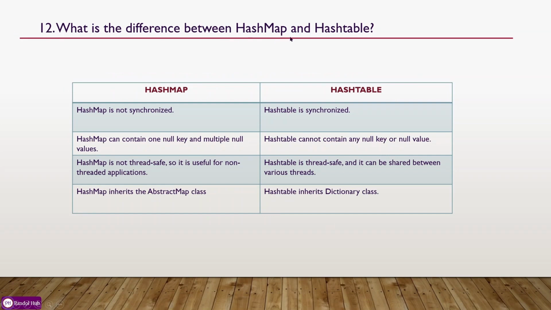What is the difference between hash map and hash table? Hash map is not synchronized, whereas hash table is synchronized. Synchronized itself depicts that it gives thread safety. So hash table is synchronized and gives thread safety, whereas hash map doesn't.